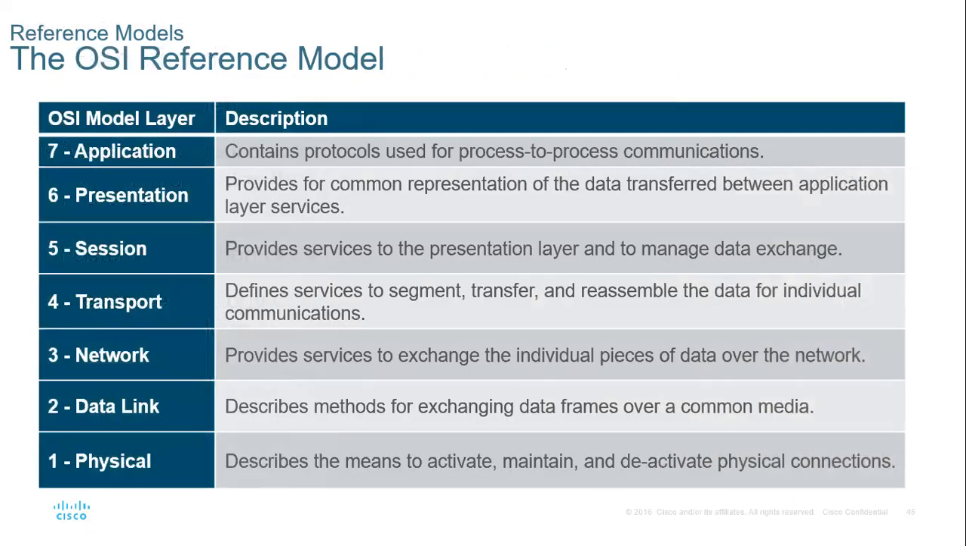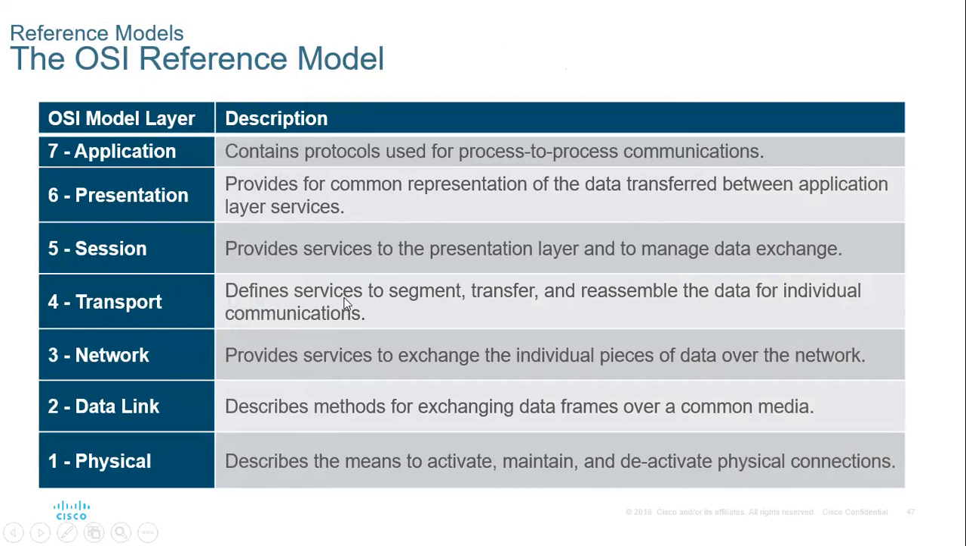So the OSI reference model consists of 7 layers. The application layer contains protocols used to process communication. The presentation layer provides a common representation of data transferred between application layer services. The session layer provides services to the presentation layer and manages data exchanges.